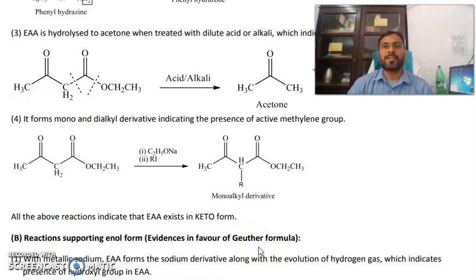You can see here the phenylhydrazone. Ethyl acetoacetate is hydrolyzed to acetone when treated with dilute acid or alkali, which indicates the presence of an ester group. You can see it forms mono and dialkyl derivatives, indicating the presence of an active methylene group. All the above reactions indicate that ethyl acetoacetate exists in the keto form.